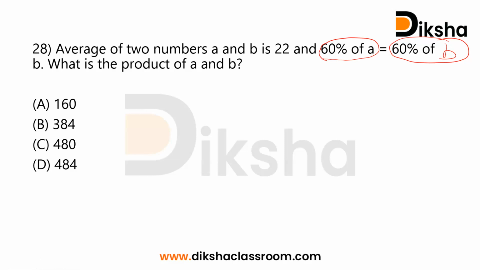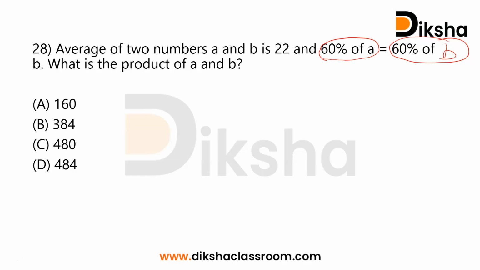Remember, when you are considering any two numbers and a particular percentage is equal in both cases, the numbers should also be equal. For example, 60% of 100 is 60. There are no other numbers in which 60% will be equal to the same 60.